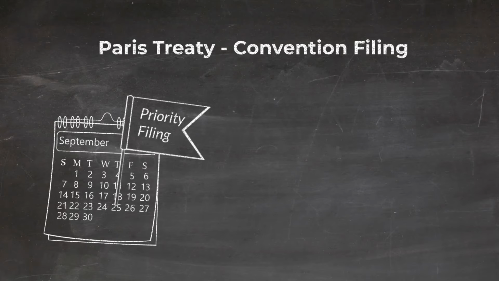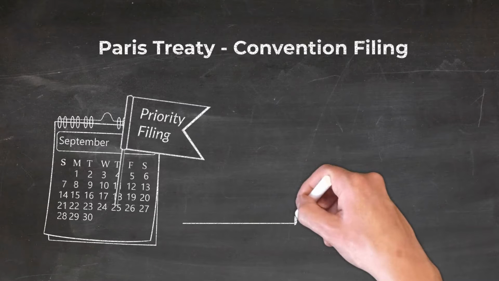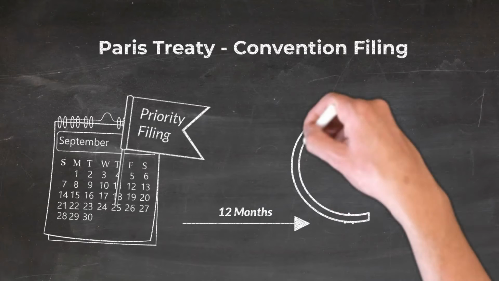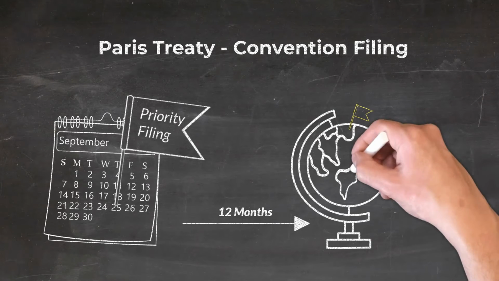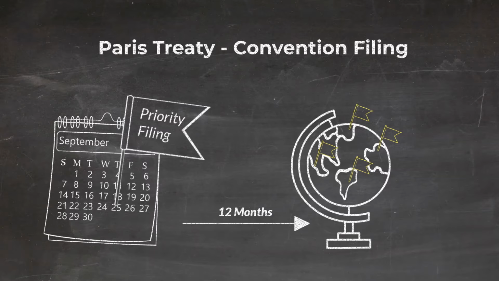In summary, the Paris Treaty allows somebody who files one application another full 12 months to file additional convention filings in any additional countries, while still retaining the priority date of the original filing for purposes of novelty, meaning that anything published within that 12-month period will not threaten the novelty of the applications, since they retain the benefit of the first priority filing 12 months earlier.